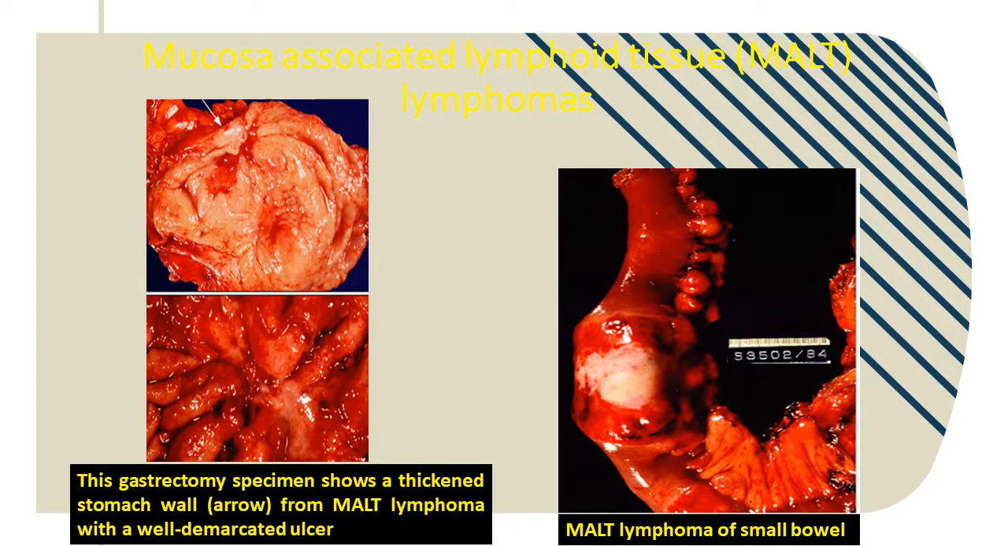Here are pictures that show examples of mucosa-associated lymphoid tissue lymphomas. The gastrectomy specimen, as seen in the left image, shows a thickened stomach wall, indicated by an arrow, from mucosa-associated lymphoid tissue lymphoma with a well-demarcated ulcer. The right image is of a mucosa-associated lymphoid tissue lymphoma of the small bowel.